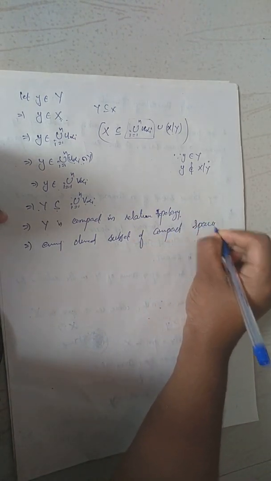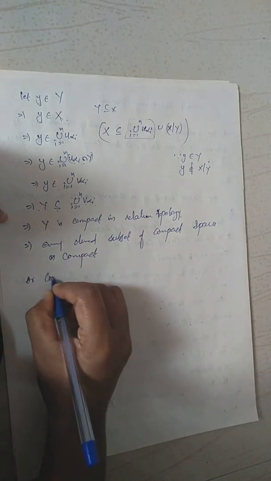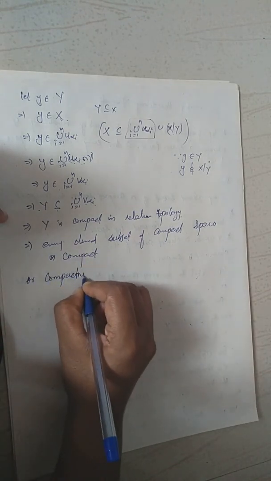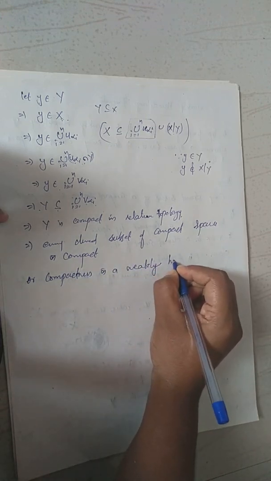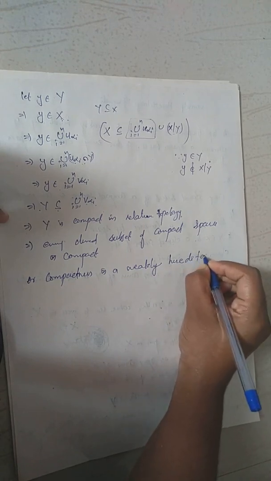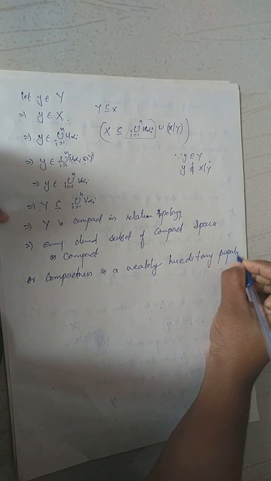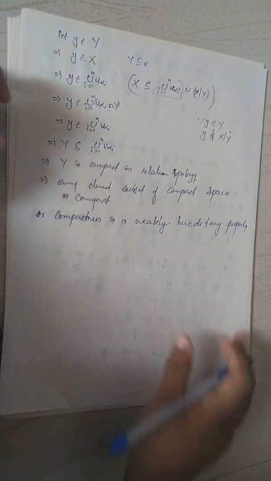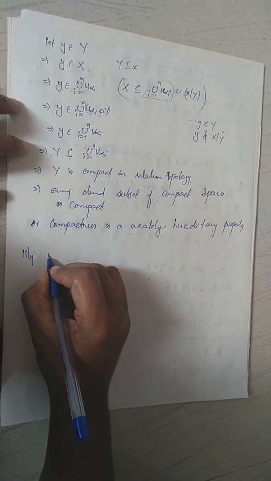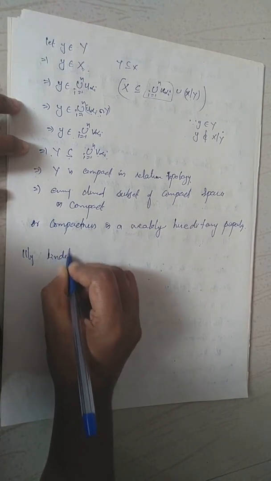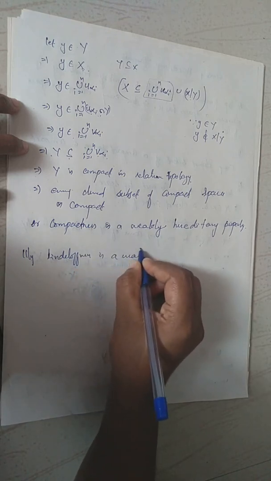Or I can say that compactness is a weakly hereditary property. In a similar way, I can prove that Lindelofness is also a weakly hereditary property. Similarly, I can prove Lindelofness is a weakly hereditary property.